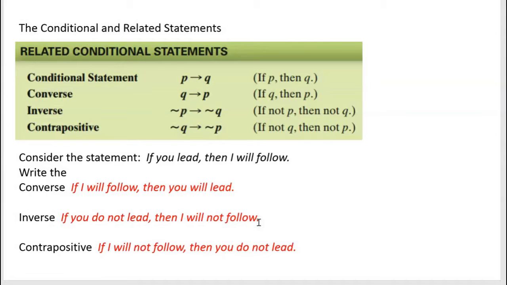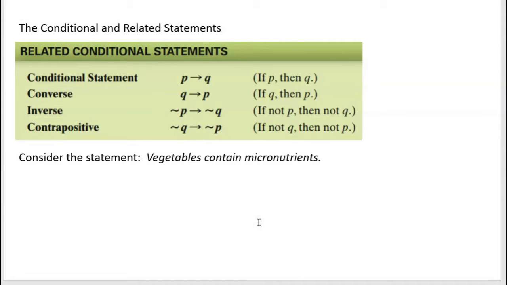So keep that in mind as we go through and try another one of these. Another statement, consider: vegetables contain micronutrients. Now, you might not get that that's an if-then statement at all. I could see where it's just a fact, right? Vegetables contain micronutrients, and they do. But how could we even turn that into an if-then statement? Is this even an if-then statement?